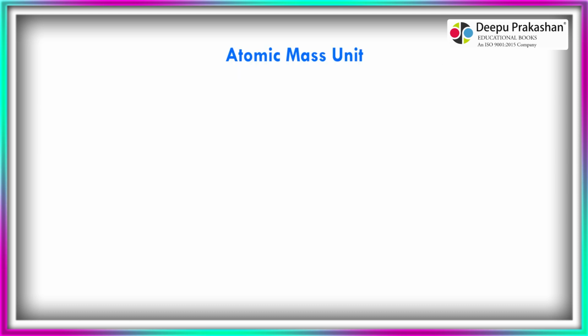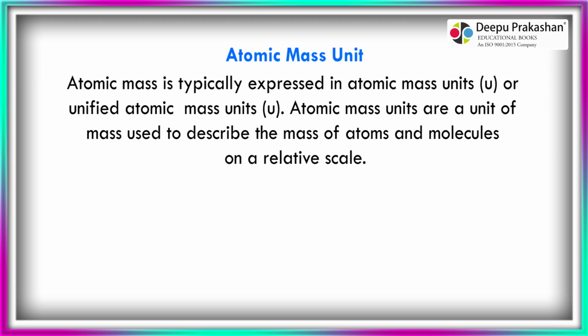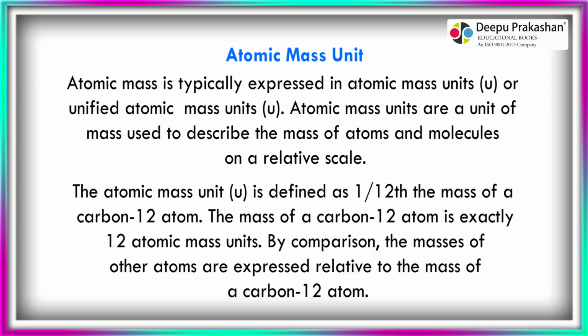Atomic mass unit. Atomic mass is typically expressed in atomic mass units or unified atomic mass units. Atomic mass units are a unit of mass used to describe the mass of atoms and molecules on a relative scale. The atomic mass unit is defined as 1/12 the mass of a carbon-12 atom. The mass of a carbon-12 atom is exactly 12 atomic mass units. By comparison, the masses of other atoms are expressed relative to the mass of a carbon-12 atom.